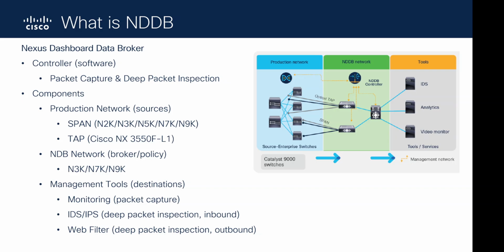So the responsibility of the Nexus Dashboard Data Broker network devices, based on the programming given to them by the controller, is to capture, filter, and then forward traffic. It's basically a broker, right? So it receives traffic from the production network and sends traffic to the tools on the right. So, there's multiple types of tools. You've got monitoring tools, you've got IDS or IPS tools, you've got web filtering tools, and so on. So the idea is that you'd be able to take a copy of a single packet from the production network, and then forward that to as many tools on the right as needed.